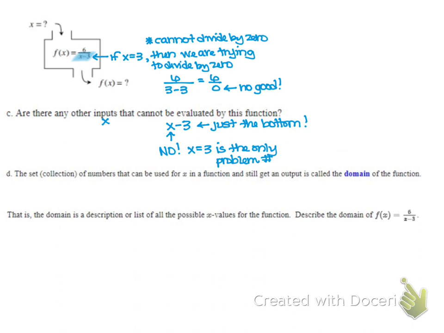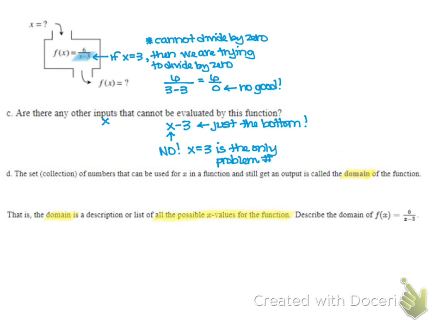If we look at D, the set or collection of numbers that we can use for X in a function and still get an output, so it works, is called the domain of the function. This is going to be one of the vocabulary words that you and I talk about in our notes here. So this is the domain. This has to do with all of the things you can plug in. These are all of your X values. So the domain is a description or a list of all the possible X values. So domain, all the possible X values for the function.